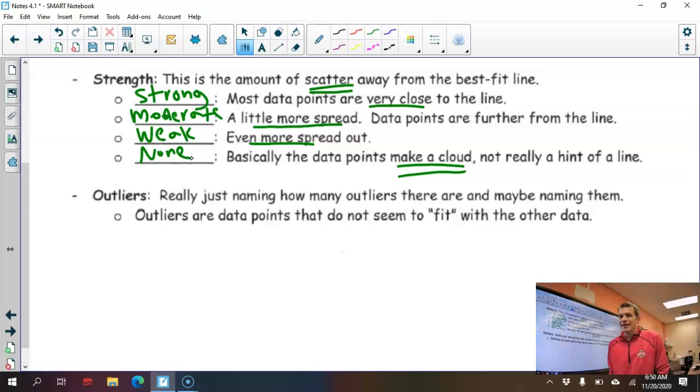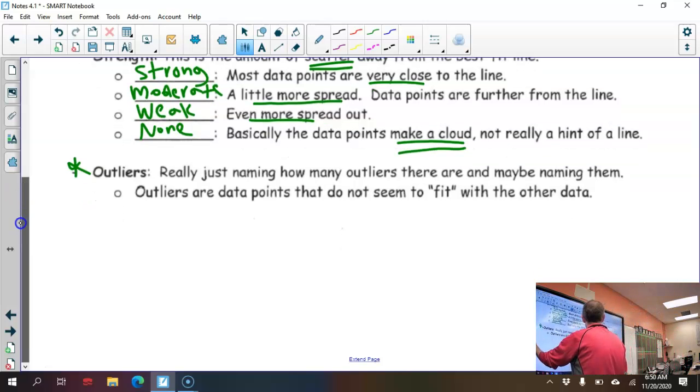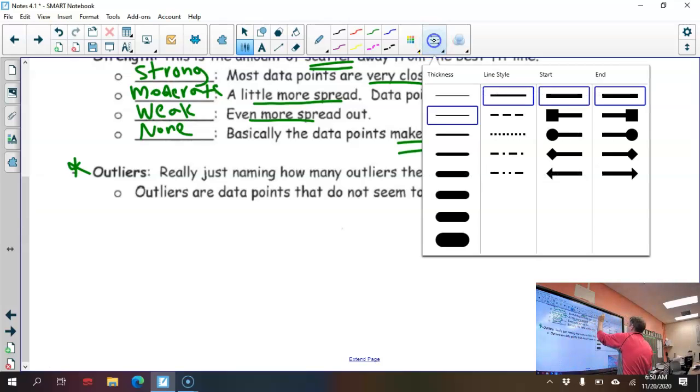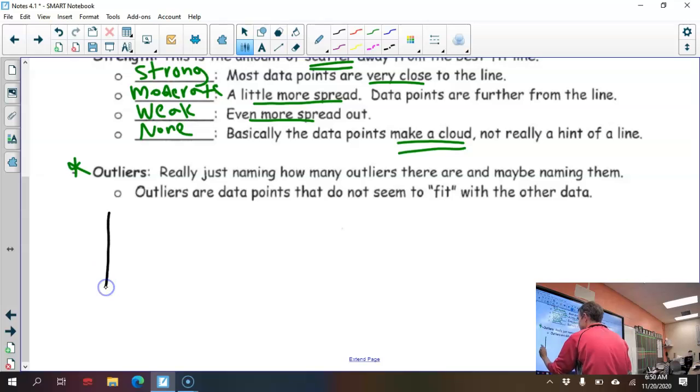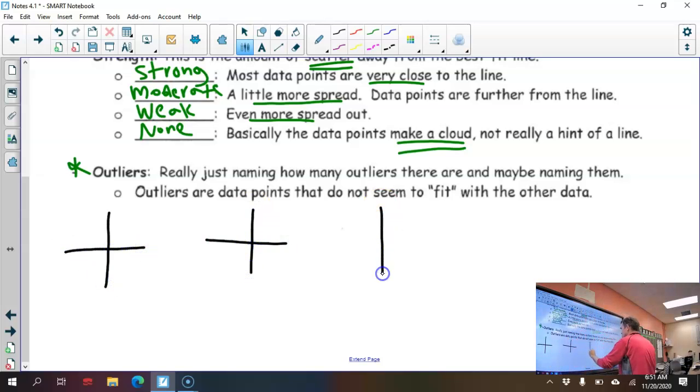And the last thing we have is outliers. Outliers are points that don't seem to fit the rest of the pattern. And I'll show you an example of that right here. So right here, I'm going to do 4 graphs. Let me make kind of 4 graphs here, not too big. And let me go through these.